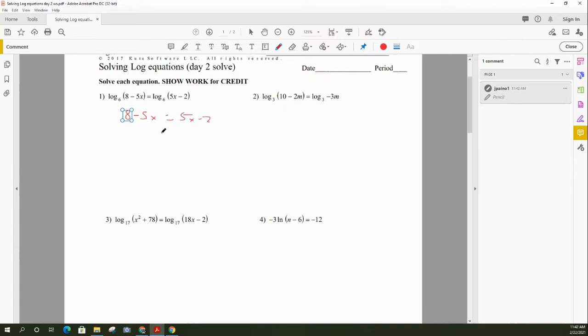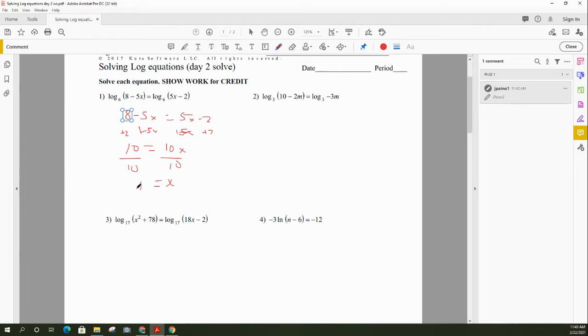All right, and so we add 5x to both sides, and we add 2 to both sides. On this side, 8 plus 2 is 10. 5x plus 5x is 10x. Divide both sides by 10, and you get your answer, x equals 1.